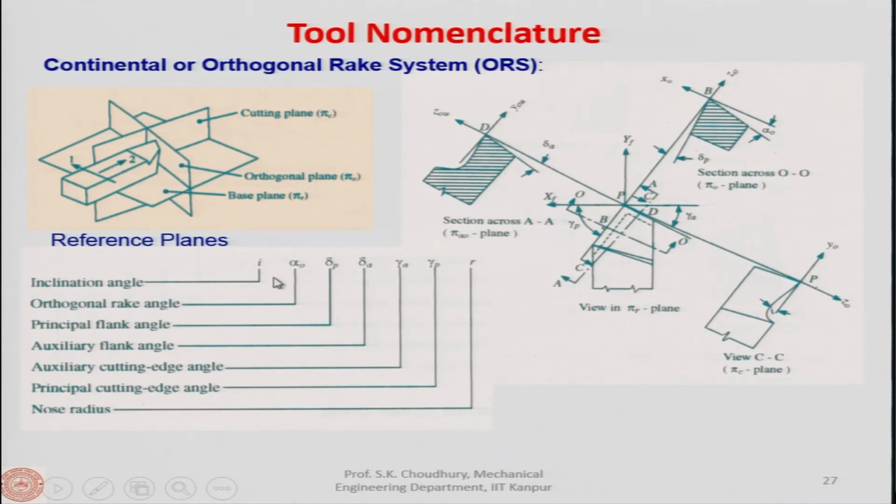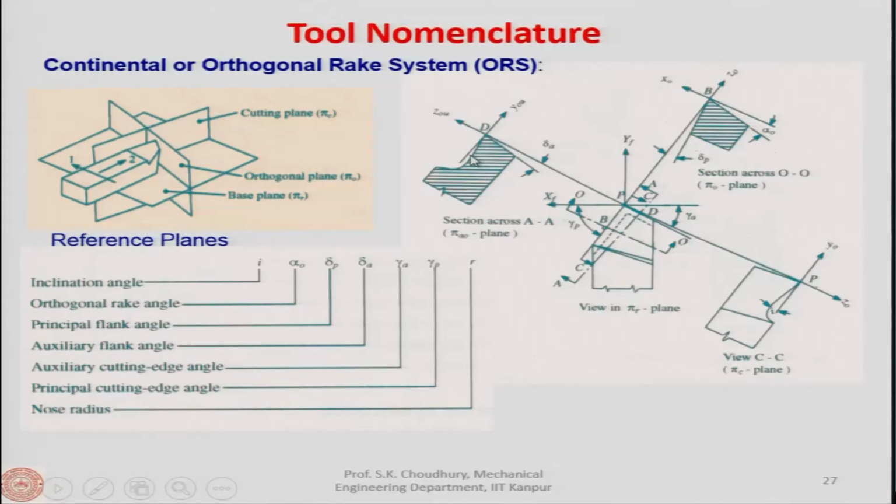First, the inclination angle is mentioned. The inclination angle is here, this is I. Next to that is the orthogonal rake. It is called the orthogonal rake because this is the orthogonal plane. The orthogonal plane is perpendicular to the cutting edge. Therefore, these two angles, I and alpha 0, sufficiently describe the inclination of the rake face.